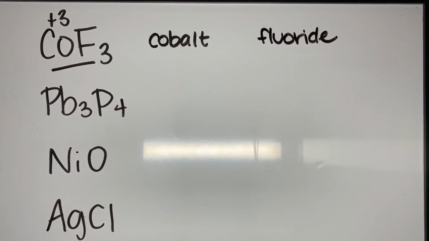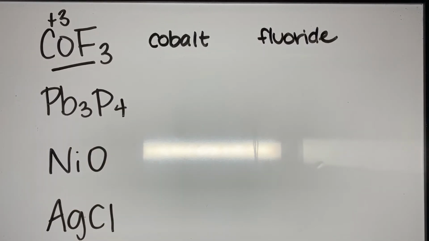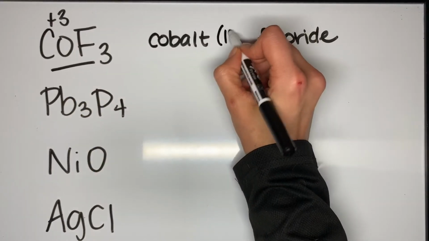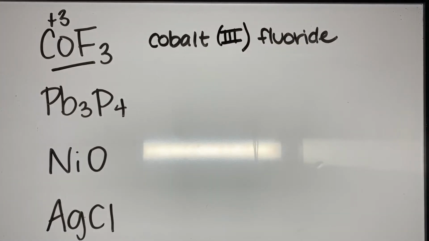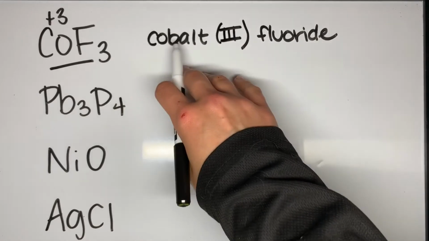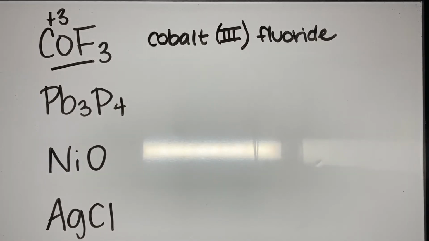And normally we would be done at this point, but because cobalt can have multiple charges, we have to tell the reader which one it is. We determined through guess and check that cobalt has a +3 charge. So we are going to put after the cobalt in Roman numerals a 3. This is telling the reader that the cobalt has a +3 charge, not a +2.